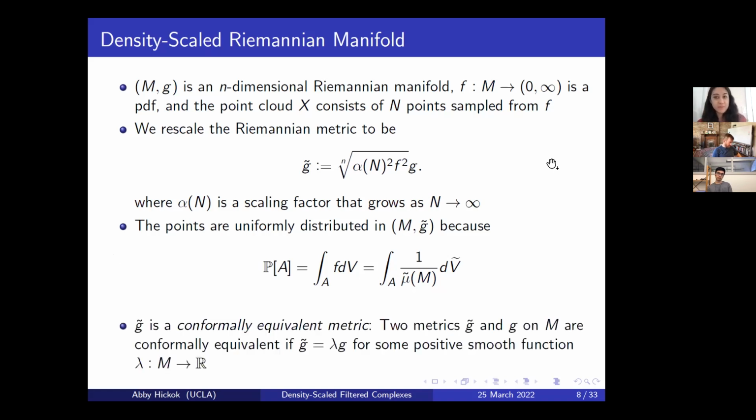Which makes things work nicely. And this is just an example of a conformally equivalent metric. Two metrics are conformally equivalent if one is a scalar multiple of the other at each point. So here that's exactly true. At every point we're multiplying by this factor here. I think of this as a local scaling factor.